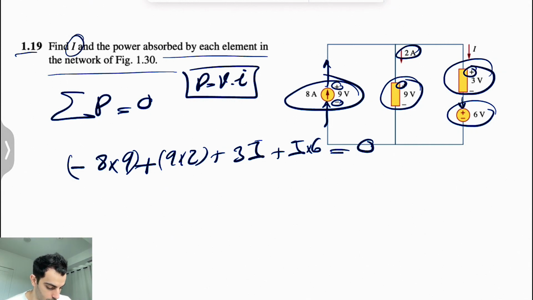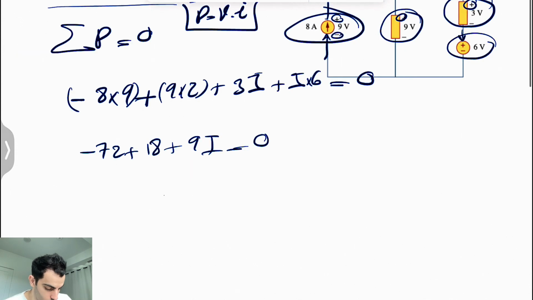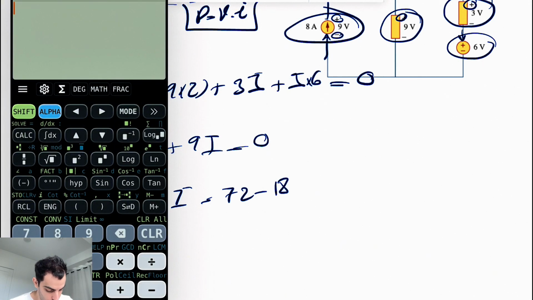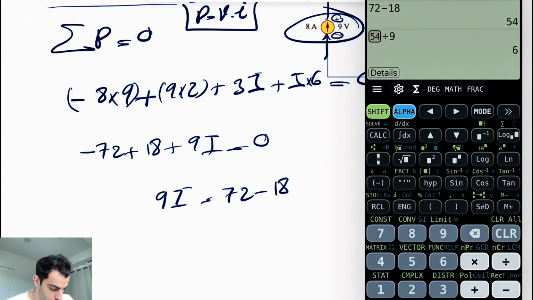So basically, minus 72 plus 18 plus 9I is equal to 0, or 9I is equal to 72 minus 18. So let's see what we get. 72 minus 18 is 54, divided by 9. So our I is going to be 6 amps.